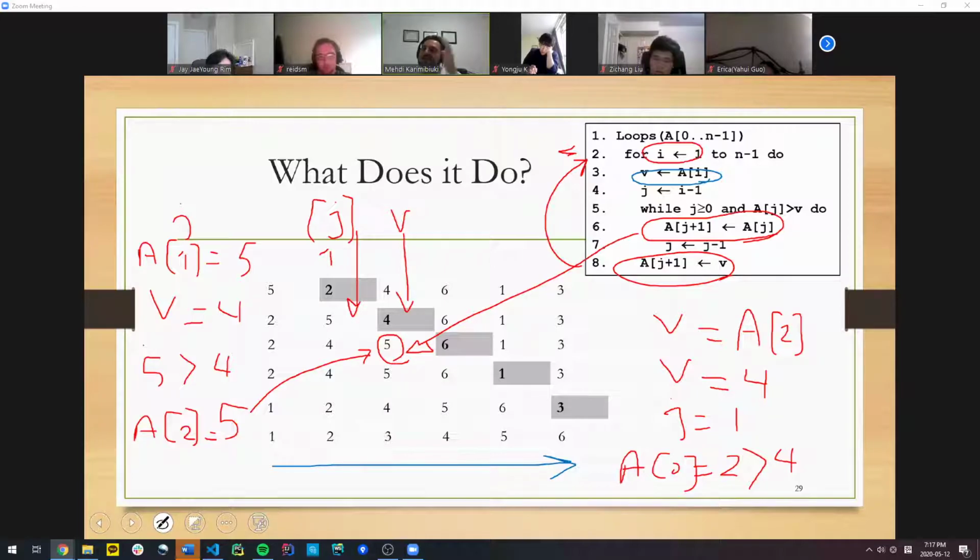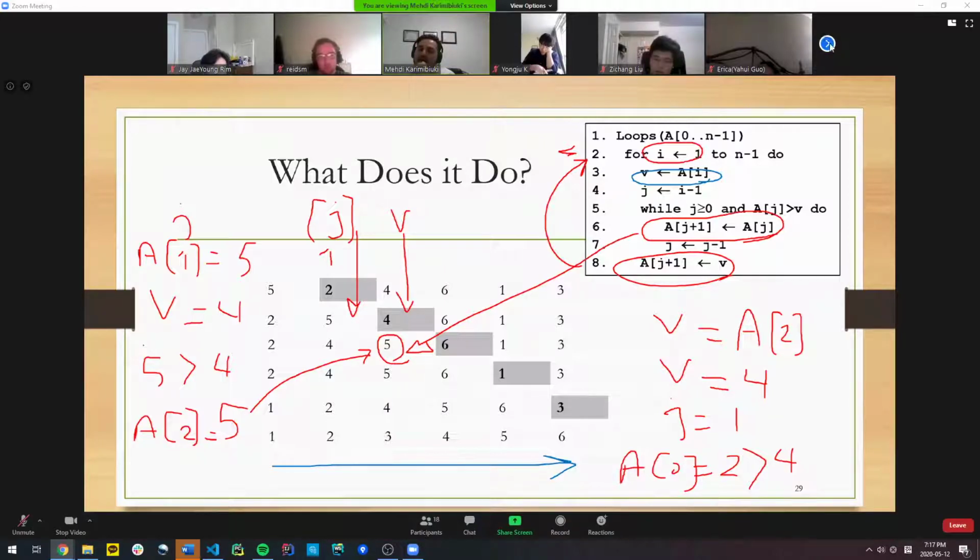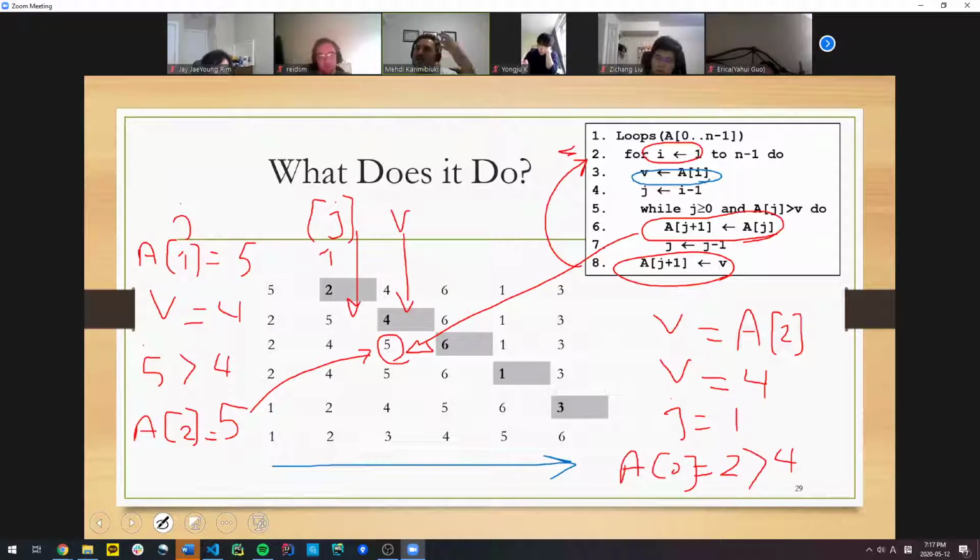So what it is essentially doing at every iteration, it's going to that while loop and doing that comparison with the previous elements that it has already sorted. And if it's bigger, it's going to do the replacement. If it's not, it's going to keep it. And so that's how this array is going to be sorted. So this is basically sorting an array, right?